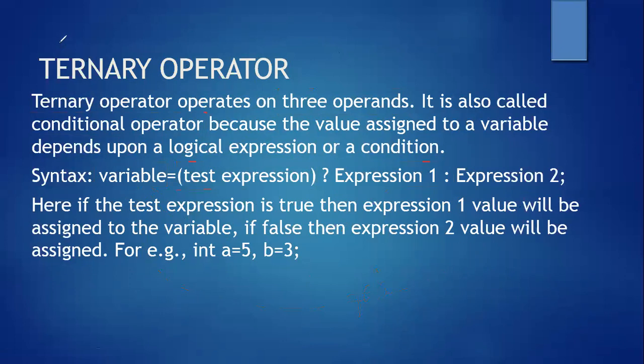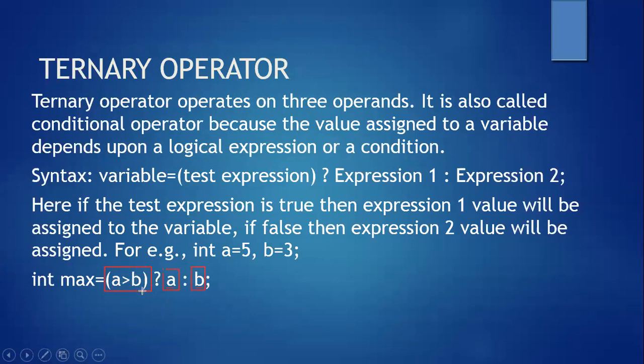Okay, let's take an example. Look at this example. A is 5 and B is 3. Now we will write int max is equal to, in the bracket, A greater than B, question mark A colon B. Let's understand the parts of it. This is your test expression, this is your expression 1, and this is your expression 2.